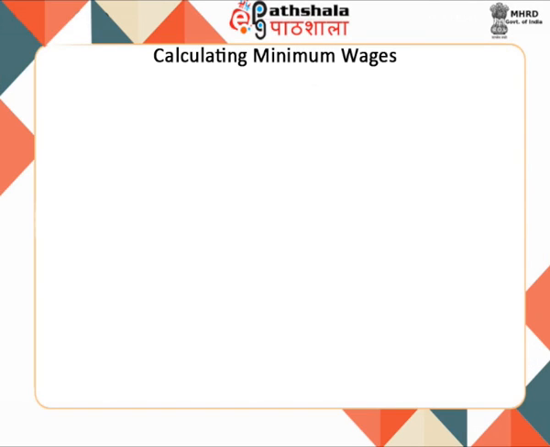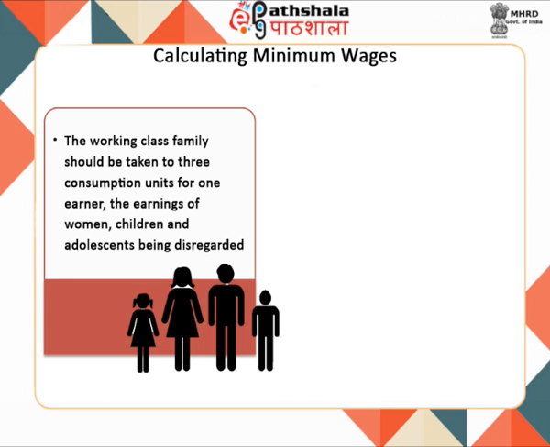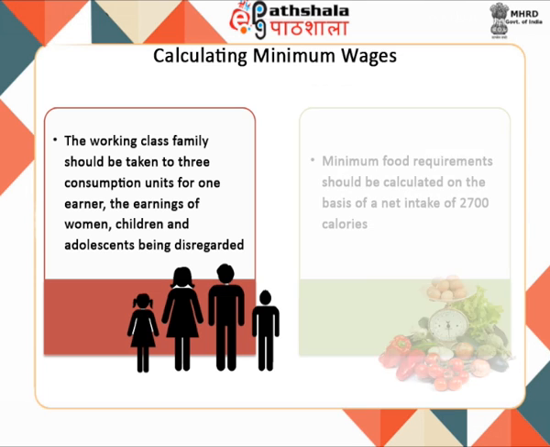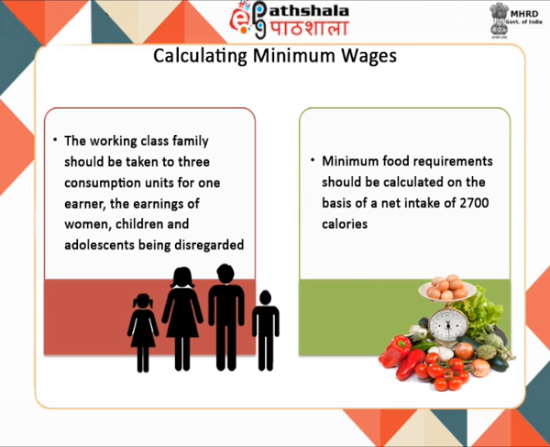The following points should be kept in mind while calculating minimum wages. 1. The working class family should be taken to have 3 consumption units for one earner, the earnings of women, children and adolescents being disregarded. 2. Minimum food requirements should be calculated on the basis of the net intake of 2700 calories as recommended by Dr. Aykroyd for an average Indian adult of moderate activity.